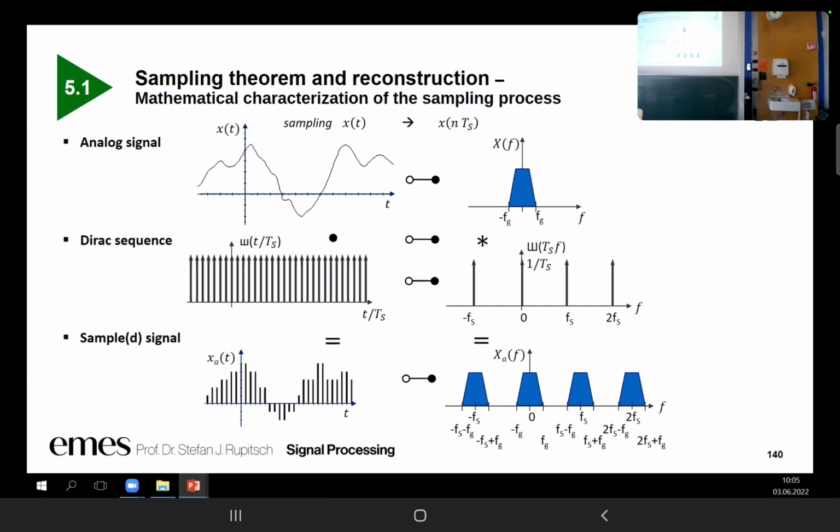If this is our analog signal and it's a band-limited signal, a low-pass signal, then we have this upper frequency limit. We use this Dirac sequence, the Dirac comb, to perform the sampling. The Dirac comb remains a Dirac comb in the frequency domain. As a result of the sampling, the analog signal looks like this. And in the frequency domain, we have these replicas of the original spectrum.